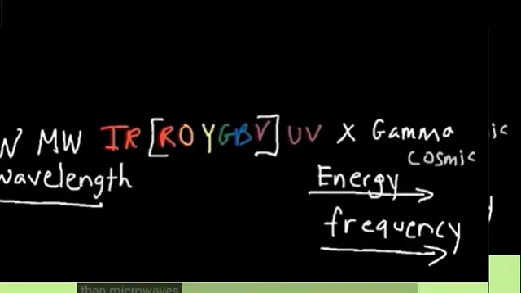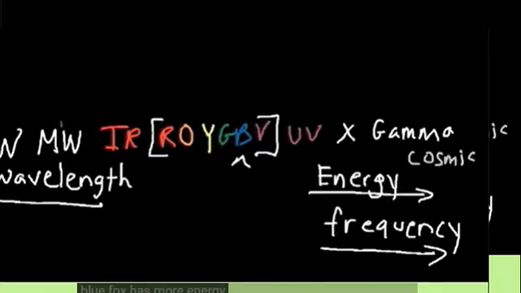So here are some questions. Which photon has more energy, a blue photon or a red photon? A photon is simply a particle of light, so the one that has more energy is the one on the right side. So if we compare a red photon to a blue photon, the blue photon is on the right side, so the blue photon has more energy.